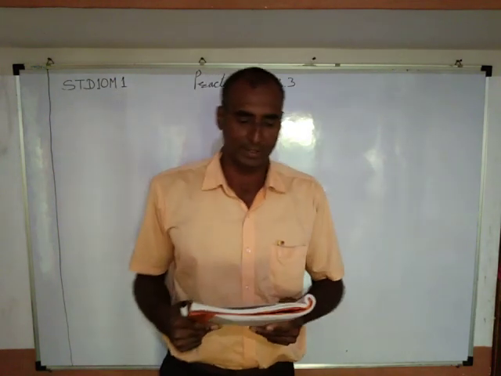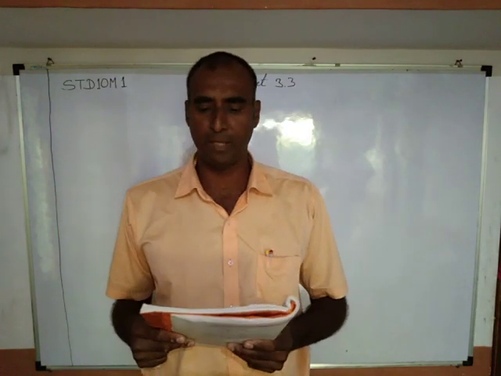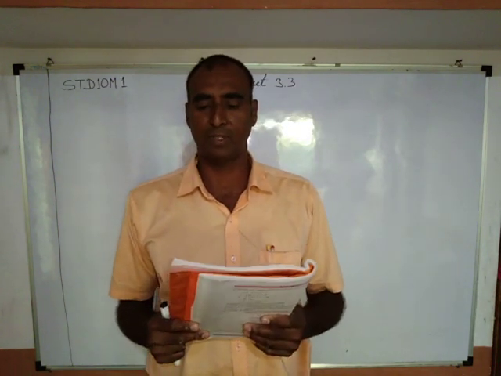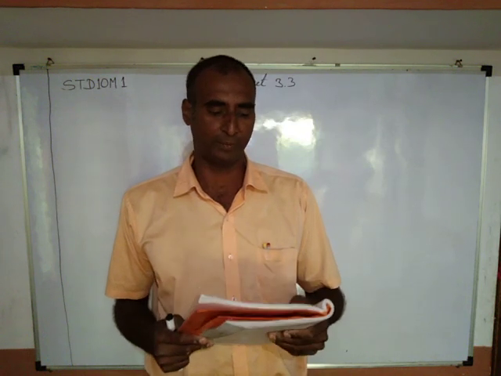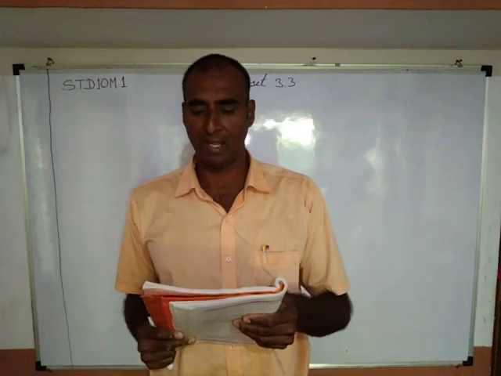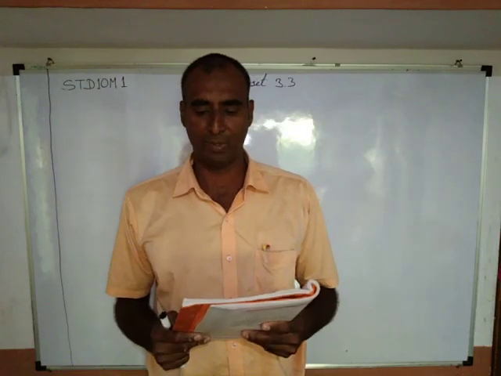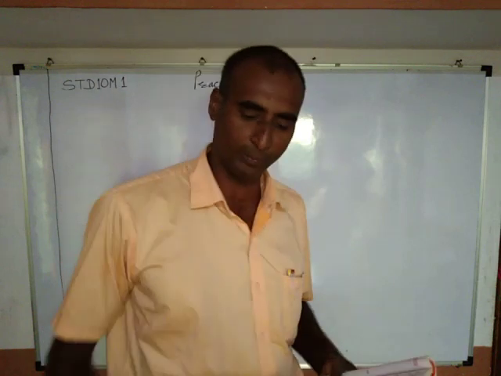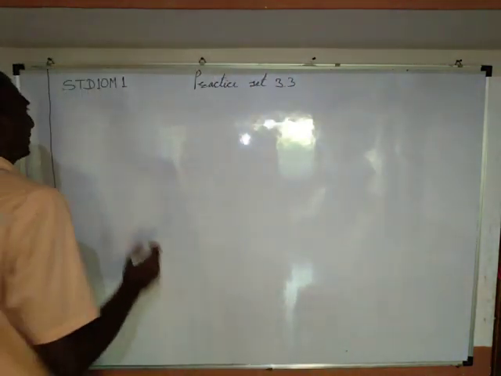Question 8. Find 4 consecutive terms in an AP whose sum is 12 and sum of third and fourth term is 14. Hint is provided. Assume the 4 consecutive terms in AP are A minus D, A, A plus D, A plus 2D. Okay. Question 8.